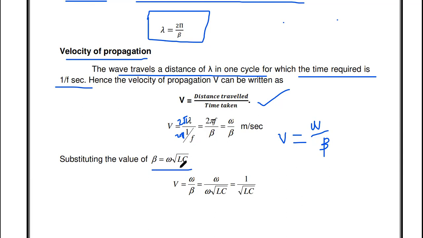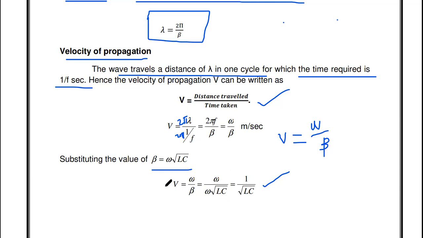So if you substitute this beta value here, we will get the velocity of propagation equal to omega by omega into root LC. So omega and omega cancel, and we get the velocity of propagation as 1 divided by root LC. Okay, so this is the thing behind the velocity of propagation. There are also 2 more problems, and using this formula we will solve problems.